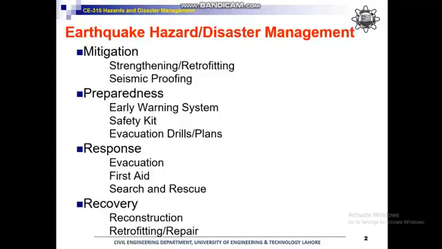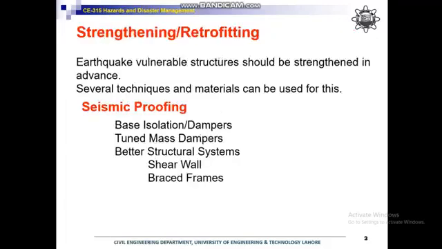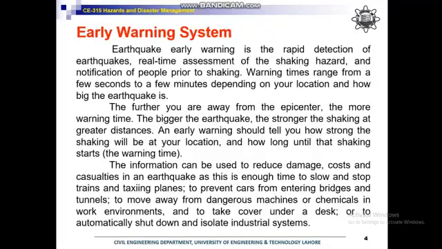In preparedness, the important thing for any hazard is that if we have an early warning system in place, that significantly reduces the impact of that hazard, because people or the community will know in advance that the particular hazard is going to hit them. For the case of earthquake, the early warning system works, as we have discussed already, on the principle of the difference between the arrival times, or travel times, of P and S waves.